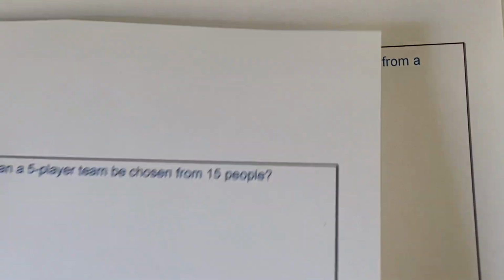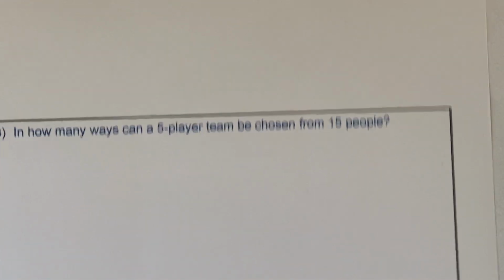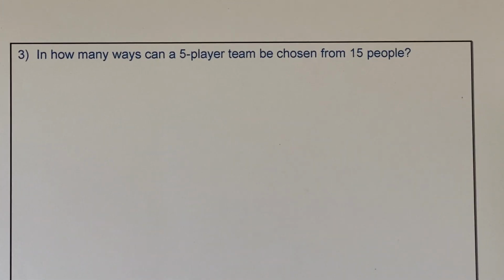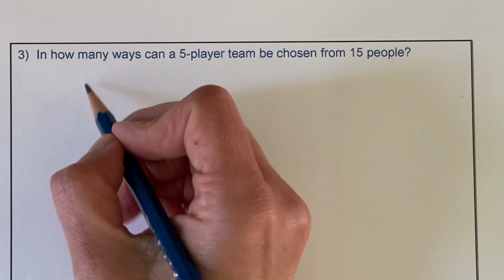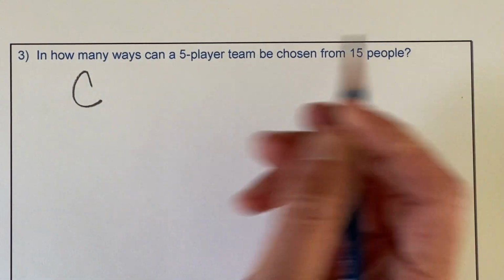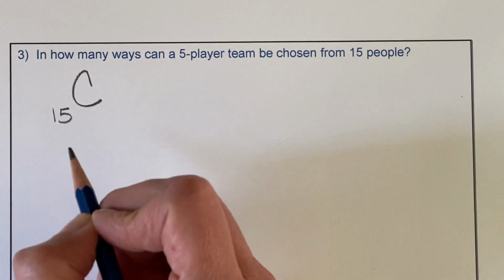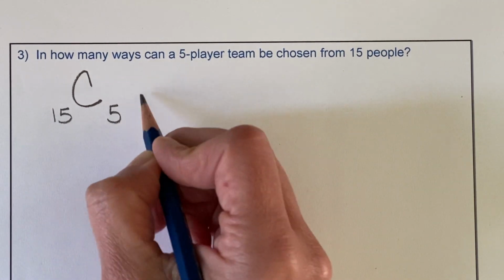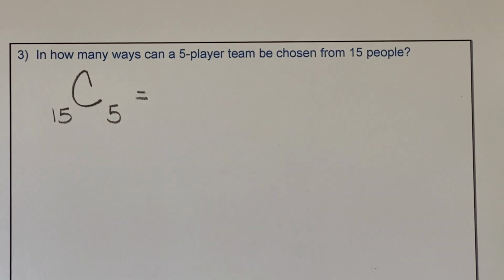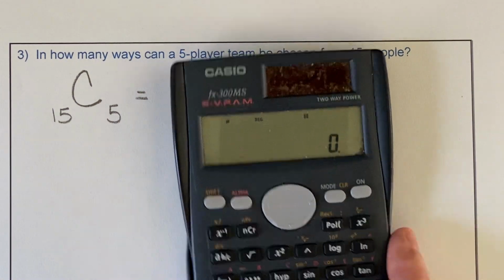Okay, going back to people. How many ways can a 5-player team be chosen from 15 people? It doesn't matter now. Your feelings might be hurt if you don't get picked first, but in the end, you're all going to be on the same team. This is a combination. I have 15 people to choose from. I'm choosing 5.